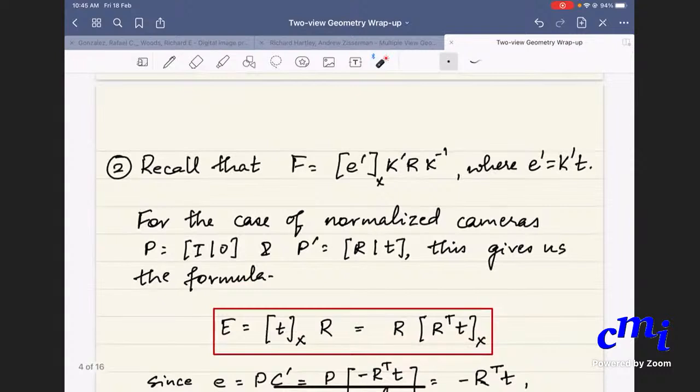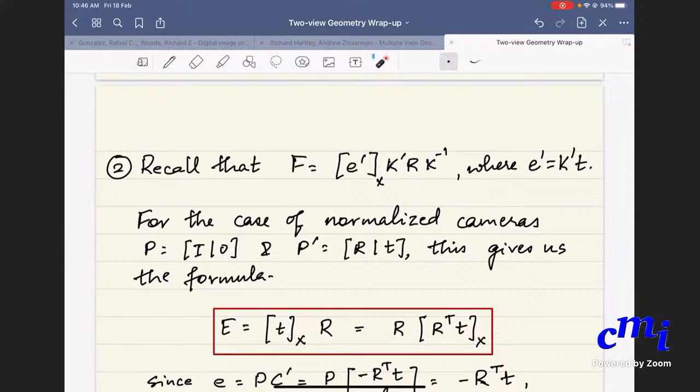Further now, recall we have this formula. I also stated it in the beginning here, that the fundamental matrix is E prime cross K prime R K inverse, where the notations are as usual, and E prime is the epipole in the second image, which means E prime is K prime T. So this we had derived in the previous lecture.